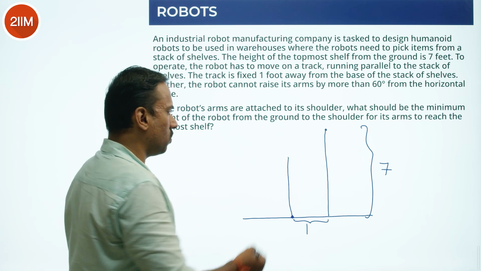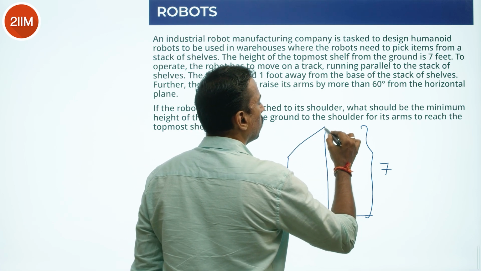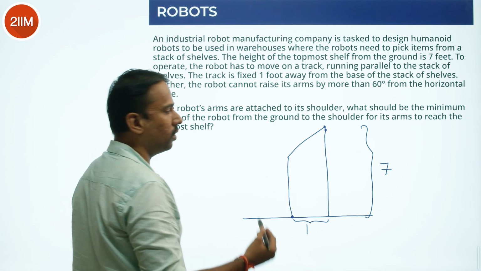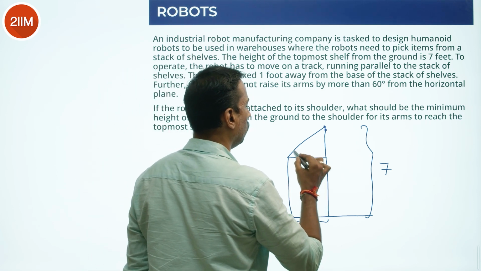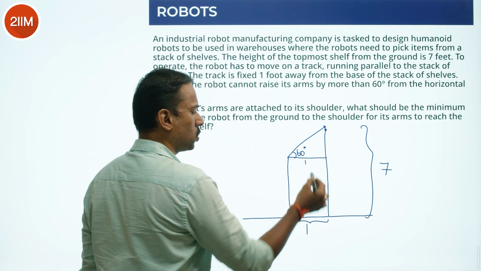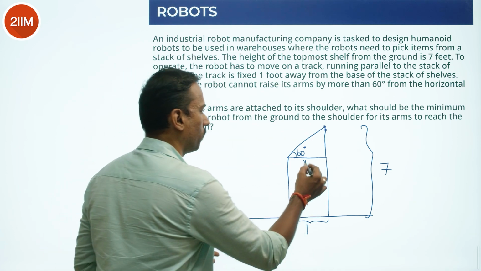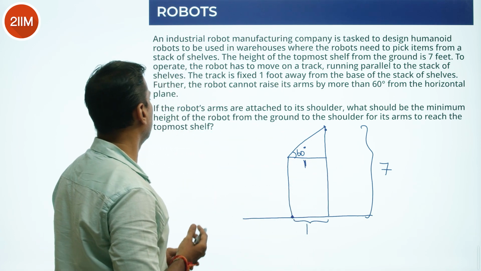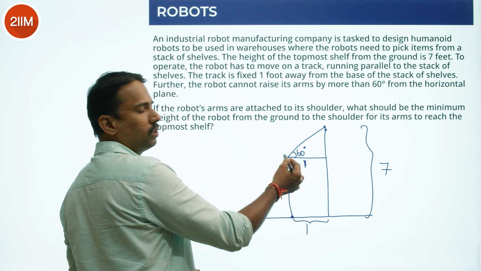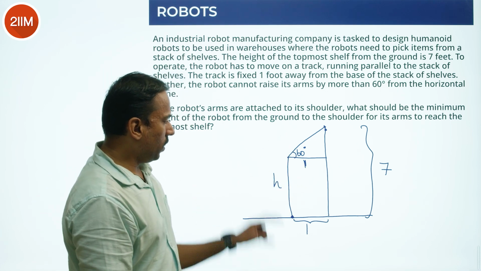Now what happens is, from shoulders it can raise the hands, but this angle can be maximum 60 degrees. It cannot be more than that. So this angle from the horizontal is going to be 60 degrees. And remember, if this is 1, this is also 1. So parallel, right? Yes, 1 foot. Fine. Okay. Question: what should be the minimum height of the robo? So from ground level to the shoulders level, what should be the height? Is the question. So we need to find this height.